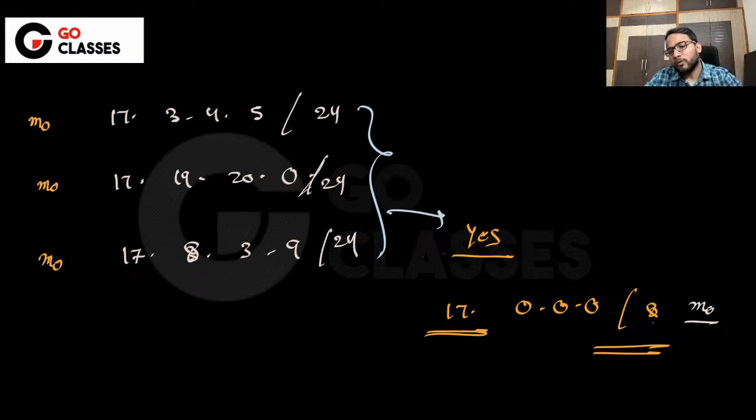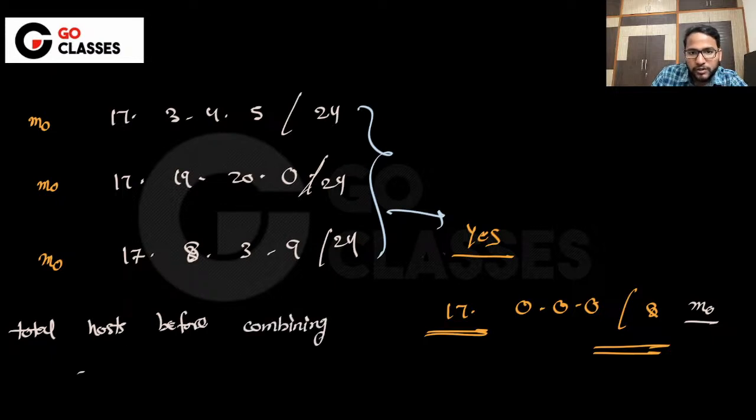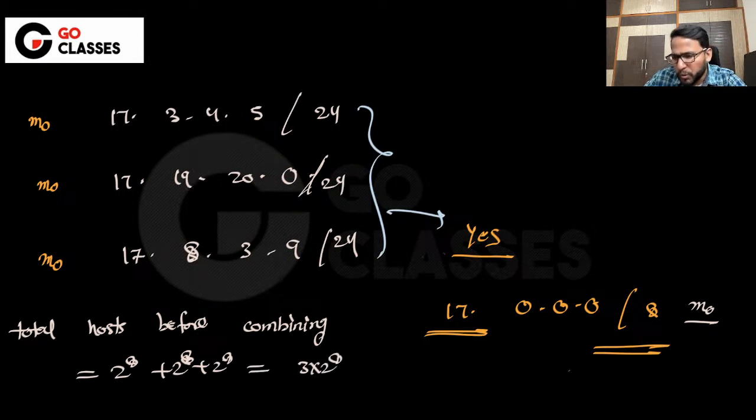Now you will be saying that the number of hosts here is just 2 power 8. So total hosts before combining is equal to 2 power 8 plus 2 power 8 plus 2 power 8. And after combining, it is too large. This is 2 power 24. Now the question is, can you do it? Yes. But are you having more hosts here? Yes, I am having more hosts.